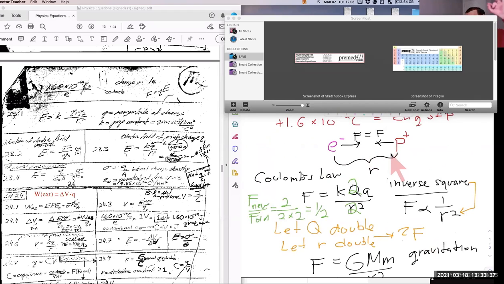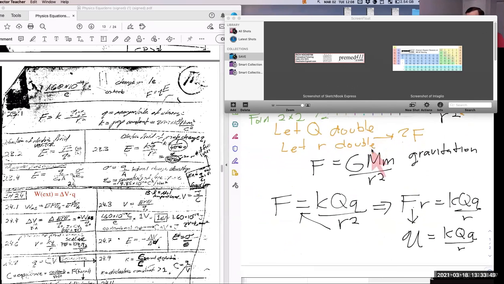Now, if we let the electron and the proton go, just before they collided, the kinetic energy would be equal to the potential energy. Because potential energy turns into kinetic energy at every point, but at the last point before they collide, that's when they're equal. Does that make sense?